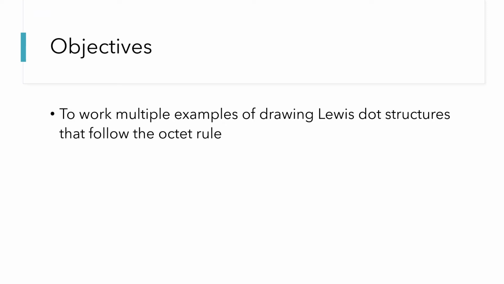As I work through these examples, if I start going too fast, just pause the video and make sure that you can keep up with what I'm doing step by step. You may need to rewind it to see exactly what I did. This video also is going to focus only on compounds that follow the octet rule. Later videos are going to focus on ones that are exceptions to the octet rule.